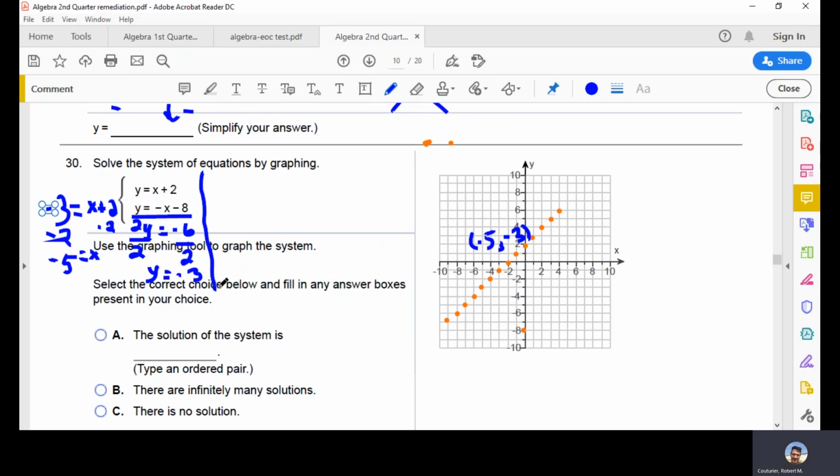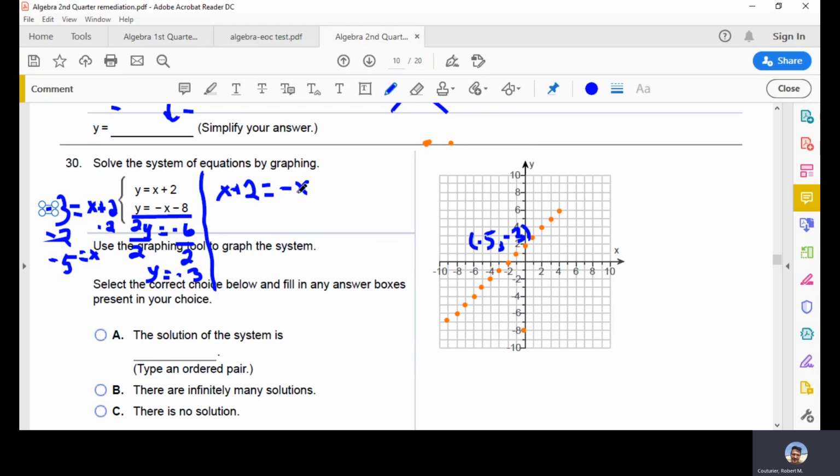I draw a line here. Now we're going to do substitution. They're telling us that this is what y equals. Okay, y equals x plus 2. So I could take x plus 2 and stick it into the next problem where y is. I'm going to substitute it in. X plus 2 equals, well, what does it do?